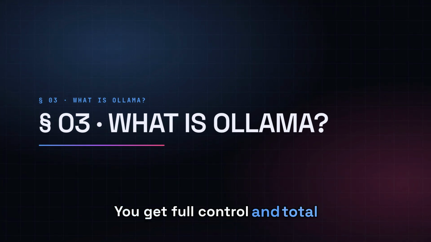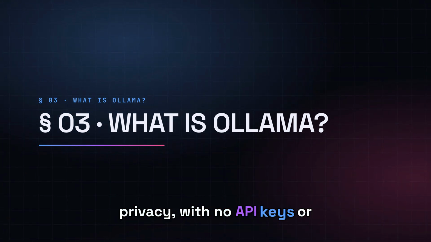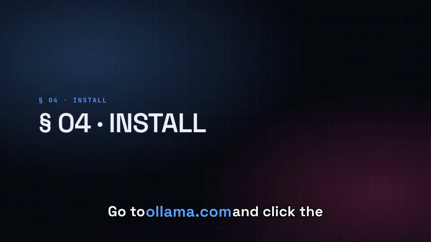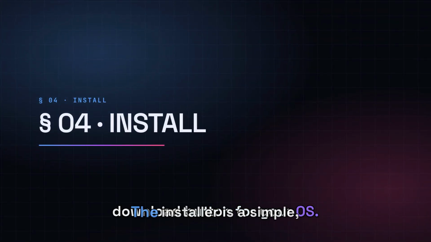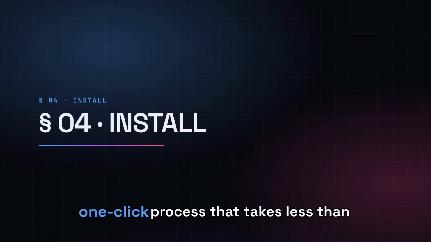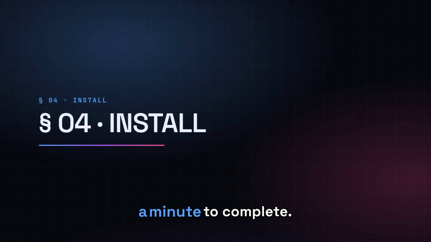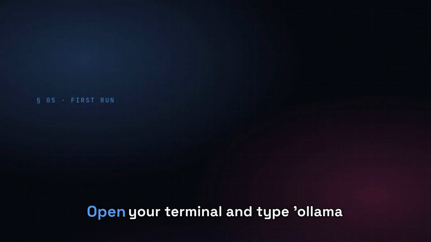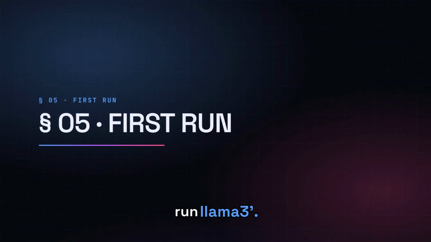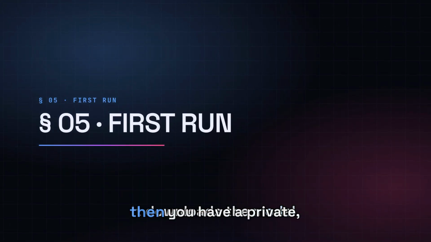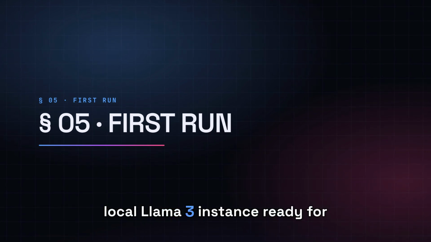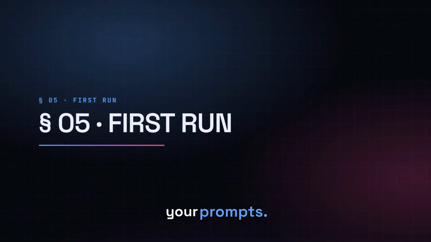You get full control and total privacy with no API keys or network. Go to Ollama.com and click the download button for your OS. The installer is a simple, one-click process that takes less than a minute to complete. Open your terminal and type ollama run llama3. It downloads the model, then you have a private, local Llama 3 instance ready for your prompts.